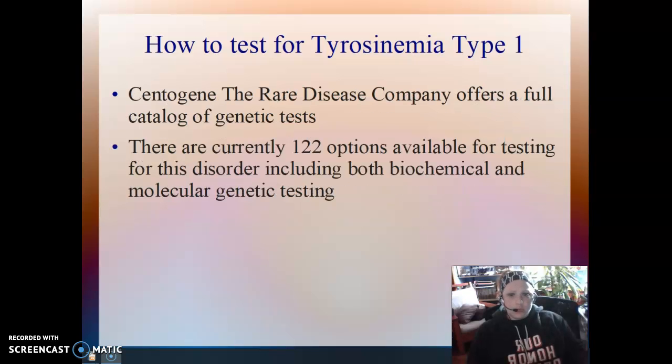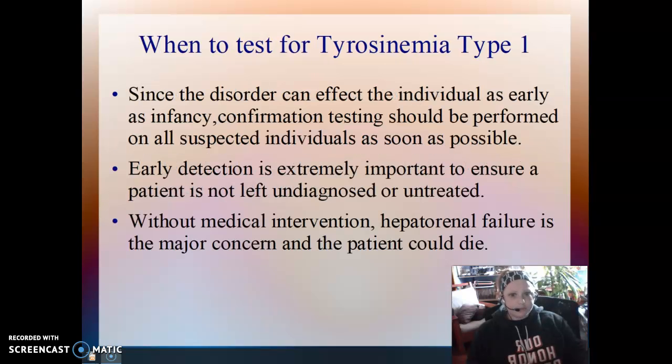A company, Centogene, the rare disease company, offers a full catalog of testing, not just for tyrosinemia, but for many other disorders as well. So check them out. They have a vast collection of tests. Right now, there are currently 122 options for testing for this particular disorder. They include both biochemical and molecular genetic testing. So you have lots of options here. Lots of different samples are appropriate: blood, saliva, and many different options. So there's no reason that an individual shouldn't be tested.